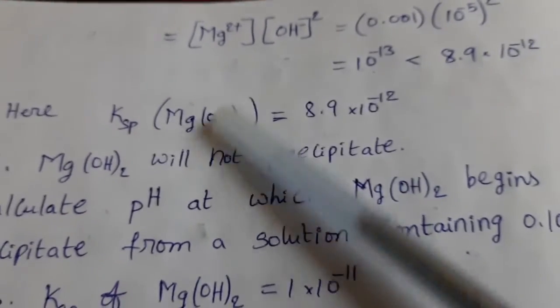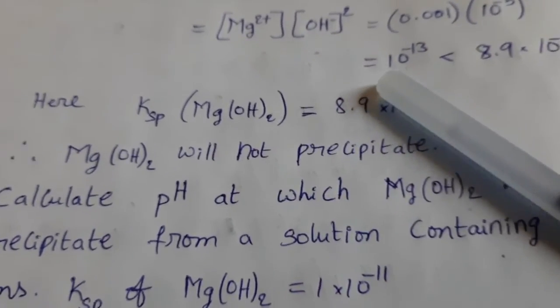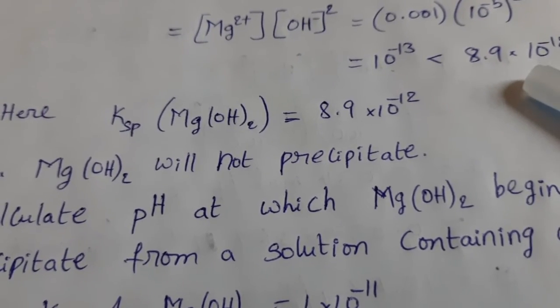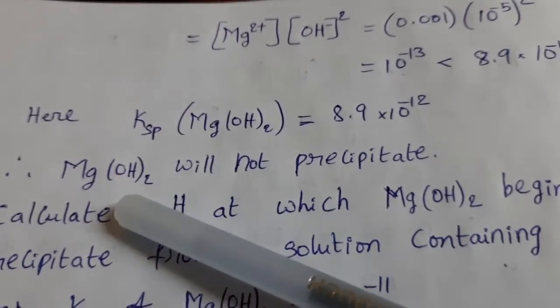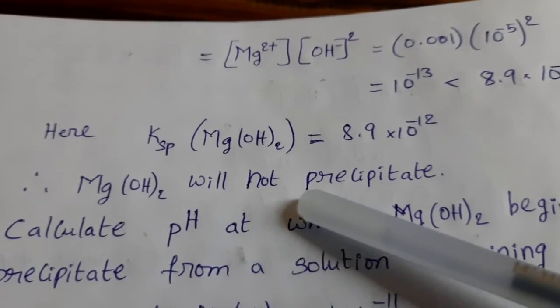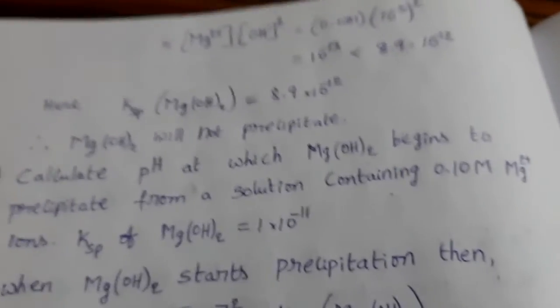What is this? Given KSP of MgOH twice. So the product of concentrations of the ions is less than their KSP value. That's why we cannot get a precipitate. So MgOH twice will not precipitate. Okay. See the next one.